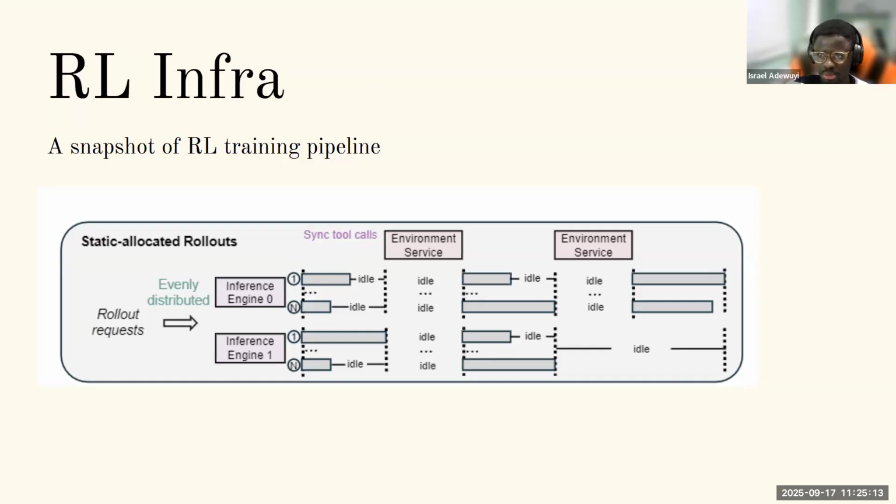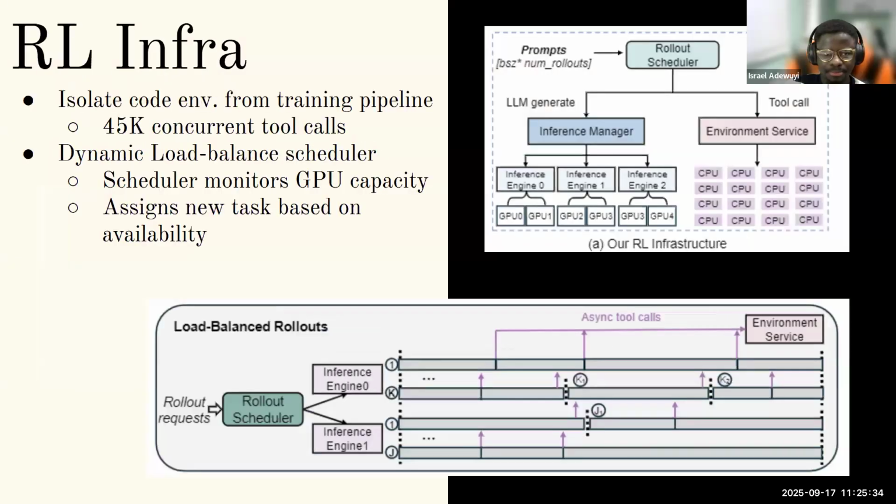So what the authors came up with, actually, I think they came up with about 2 major things. The first thing is they decoupled the environment from the RL training pipeline. So the execution of tools can run async to the RL training pipeline. You decouple the code environment from the pipeline. They also had the capacity for like 45K concurrent tool calls during a batch. Then they had this neat thing.